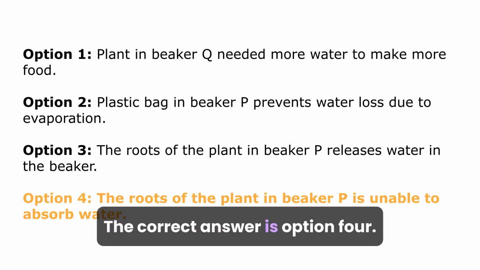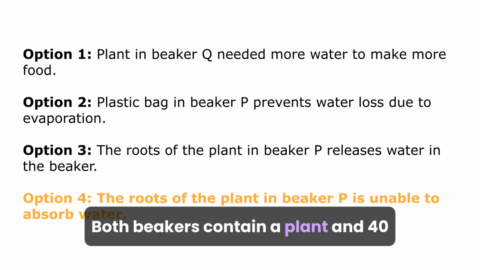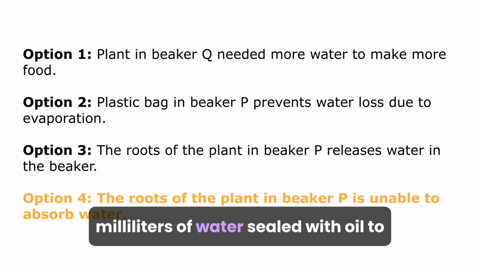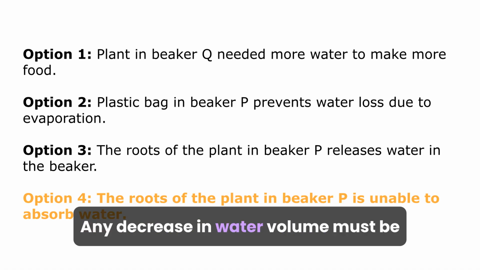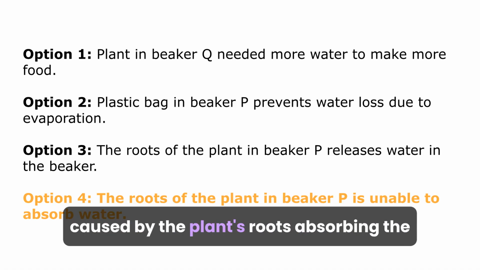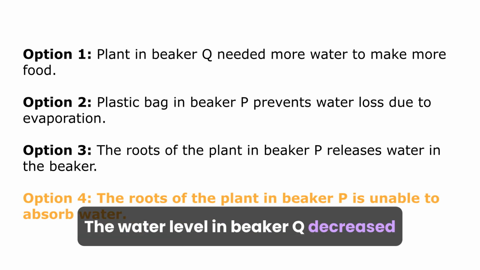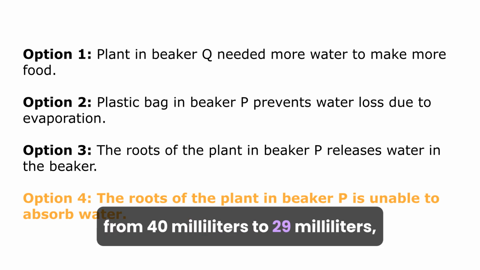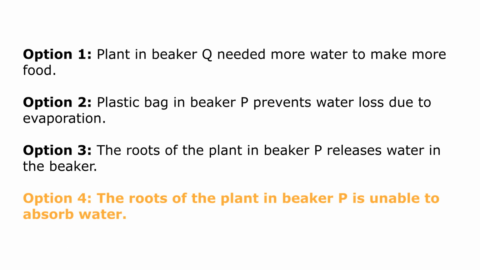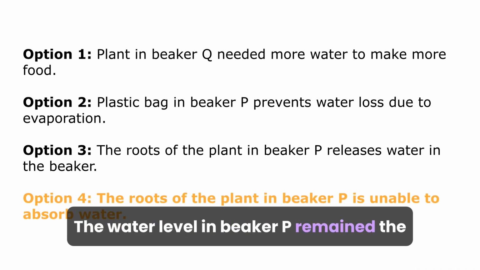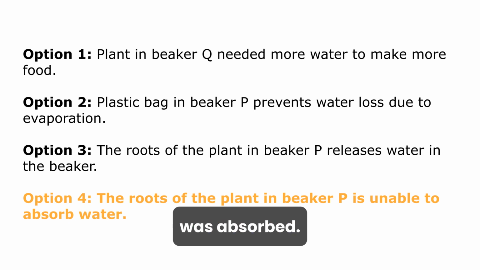The correct answer is option 4. Let me explain. Both beakers contain a plant and 40 milliliters of water, sealed with oil to prevent evaporation. Any decrease in water volume must be caused by the plant's roots absorbing the water. The water level in beaker Q decreased from 40 milliliters to 29 milliliters, meaning the roots successfully absorbed the water. The water level in beaker P remained the same, 40 milliliters, indicating no water was absorbed.